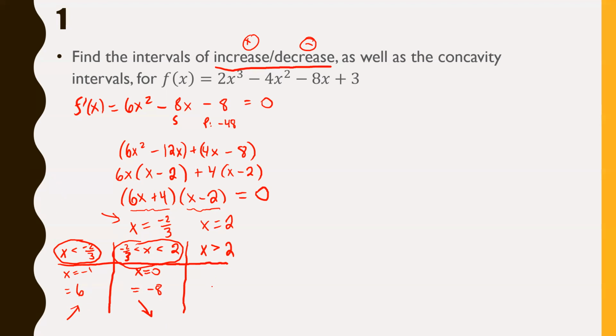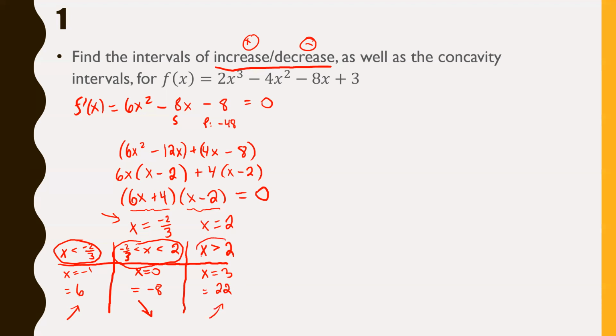The last one here, though, we have to pick an x greater than 2. An obvious answer for that is x equals 3. If you plug 3 into the derivative, 6 times 3 squared minus 8 times 3, oops, 8 times 3 minus 8, that gives you +22. I was expecting it to be a positive number there, just didn't know what the value would be. So +22, either way, it's a positive number. So there's upwards on that one.